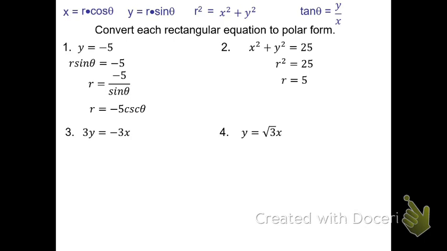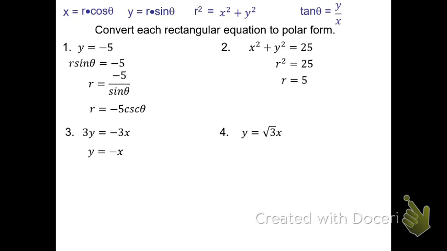Now 3y equals -3x is a linear function in rectangular form, but typically we want to see y by itself. So let's start by dividing to get y by itself. If we divide both sides by 3, we get y equals -x. In rectangular form, I see this as a diagonal line with a slope of -1 and a y-intercept of (0, 0). Let's see what it looks like in polar form.